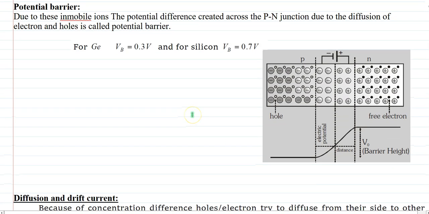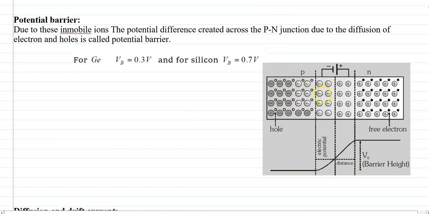Okay, so there is a potential barrier. On the p side we have negative immobile ions, and on the n side we have positive immobile ions. That's why the potential barrier occurs, and if I choose the zero potential at the junction, then we get the potential barrier like that. The potential difference between the p side and the n side is called the barrier height or barrier potential. For germanium the barrier potential is about 0.3 volt, and for silicon about 0.7 volt.